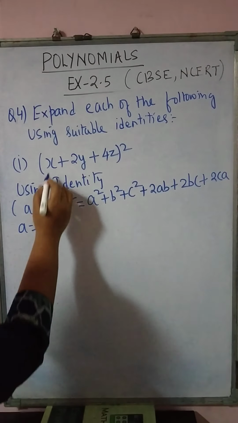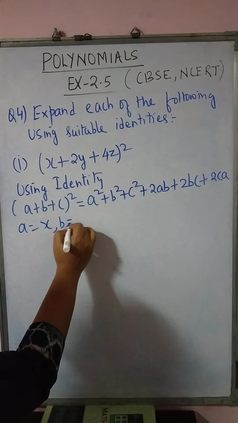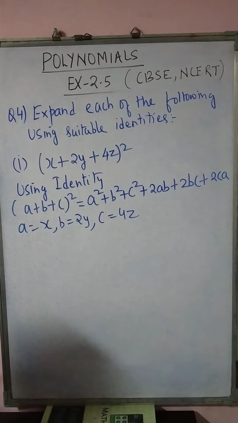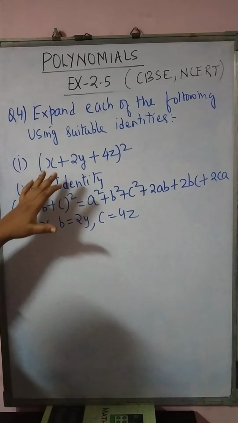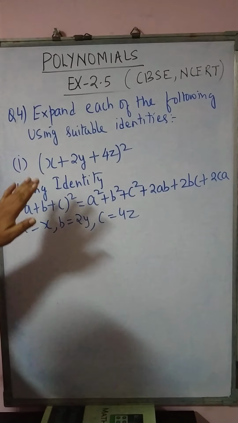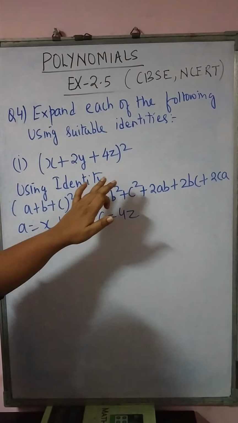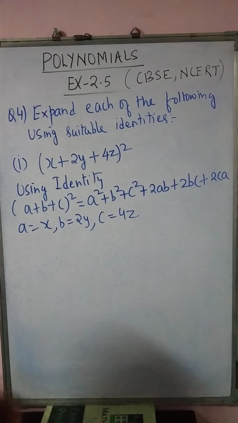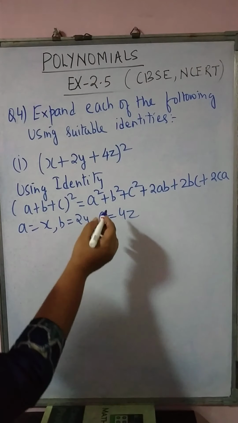So a is x, b is 2y and c is 4z. Now in this type of question, you have to only check one thing. When you are taking a, b or c, you have to take a, b and c along with the sign. Then you will never make any mistake. Okay, now I am going to solve.